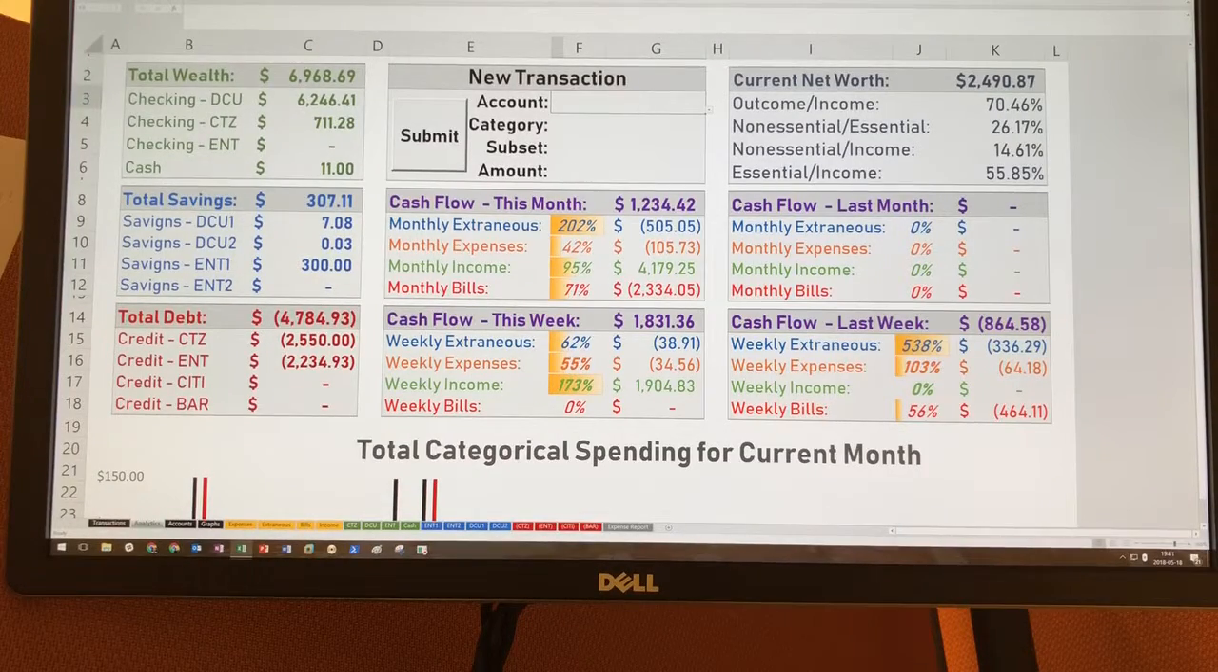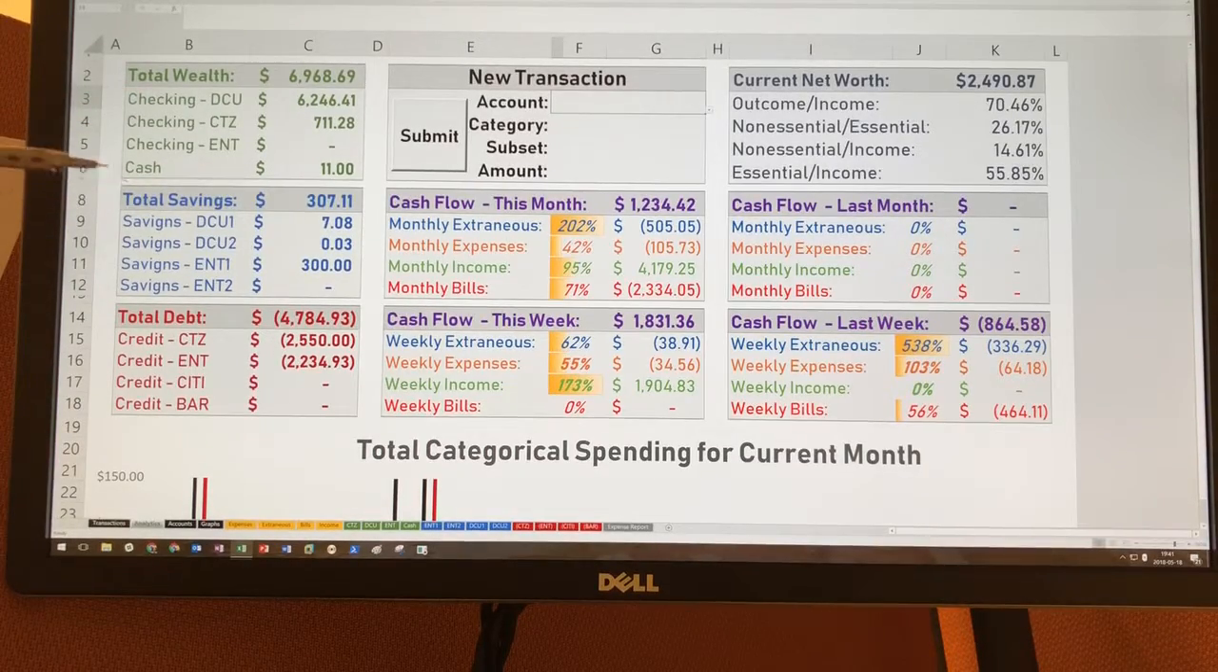Hey, how's it going? So this is my financial checkbook spreadsheet. Basically, here I have all of my wealth. These are all account balances. This is my checking accounts and cash on hand. This is my total wealth. These are the current running balance of each checking account and my cash.